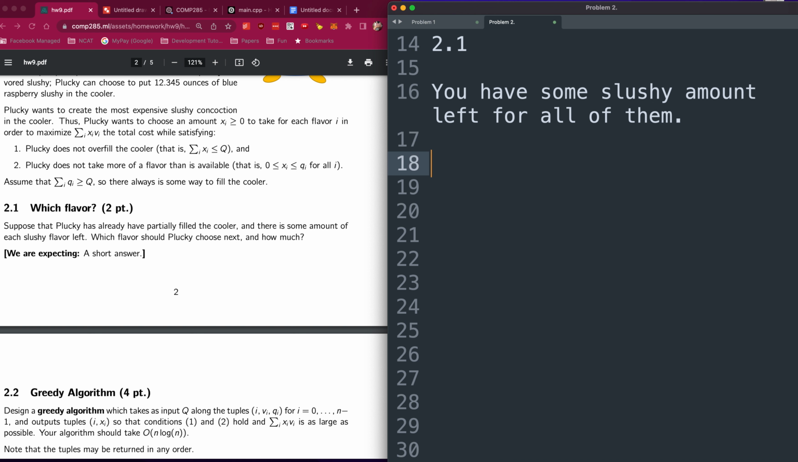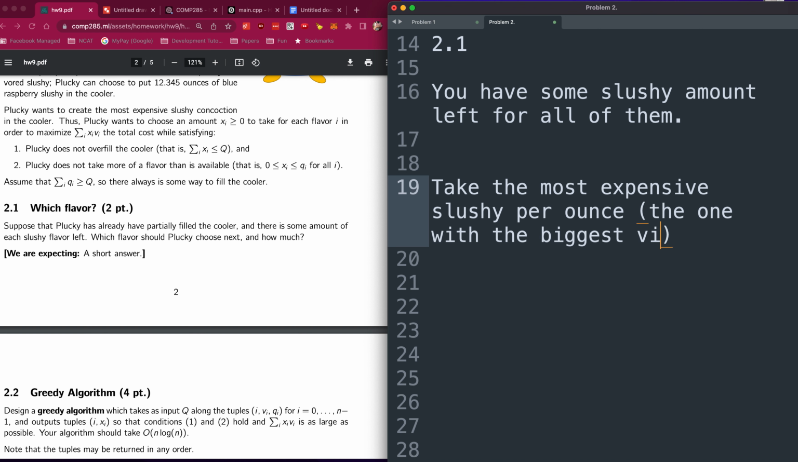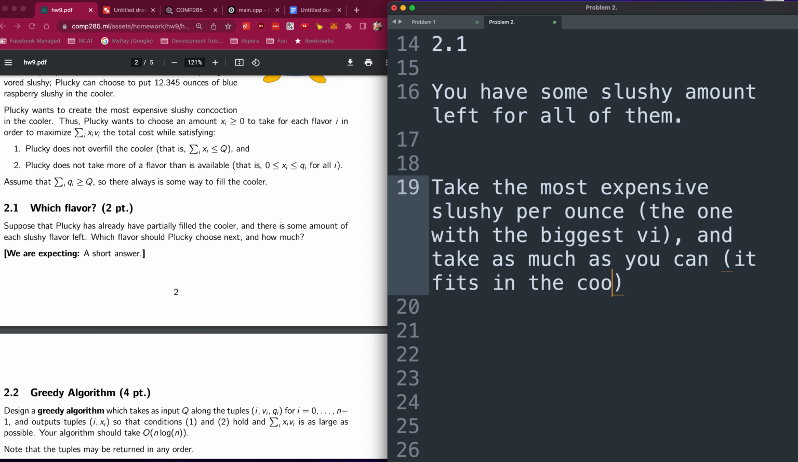And basically, the answer here is take the most expensive slushy per ounce, right? So the one with the biggest v_i, the one that costs the most, take that one and take as much as you can. So this is two things: it fits in the cooler, and there's still some left, and you take all of it, right? So that's the greedy algorithm, and this algorithm will work. It will give you the most expensive.